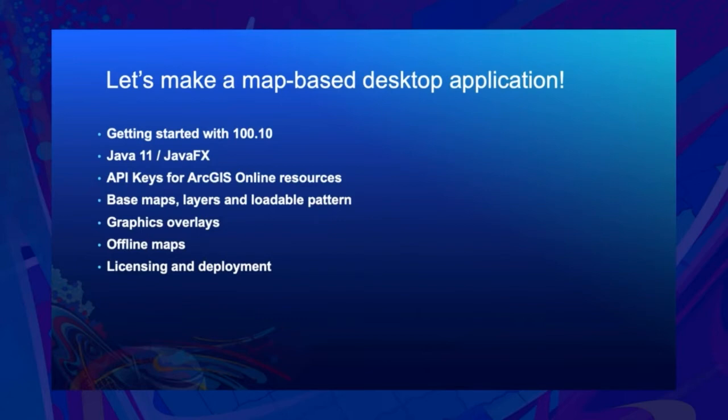So this is going to be using the latest version of Runtime, which is version 100.10, and we're going to be building up a Java 11 and JavaFX application. I'll introduce you to a new concept for accessing ArcGIS Online resources. This is called API keys, and I'll also take you through key concepts and classes that you'll be working with to build up your own application. So this will include maps and base maps and graphics overlays. I'll spend a little bit of time talking about offline capabilities for working with data when you don't have any network connection. And we'll finish up with licensing and deployment so you can make your applications go to market.